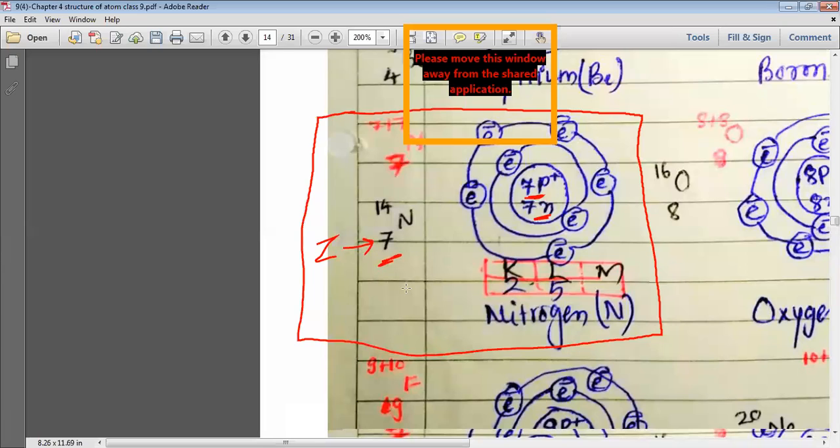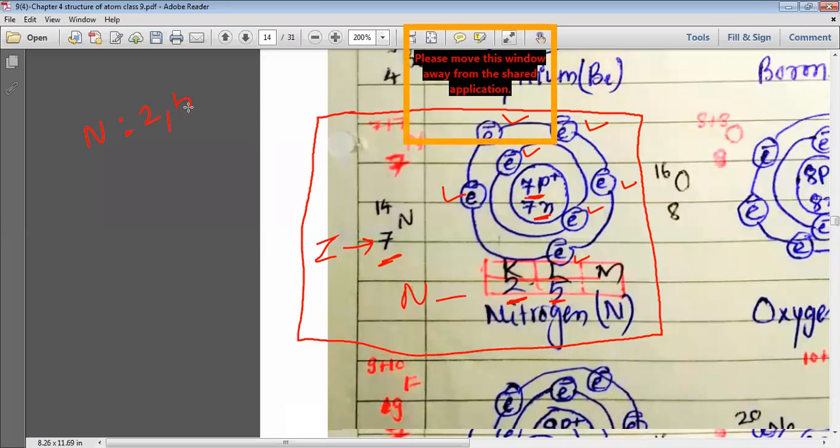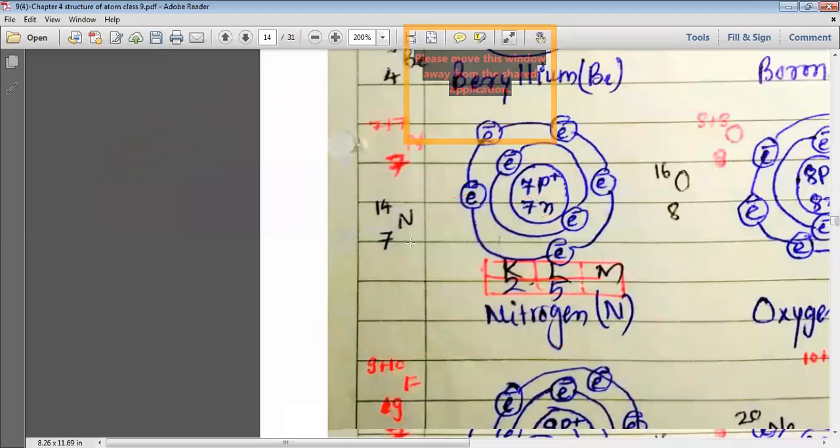Now, when we look at the electronic configuration of nitrogen, you can see that there are 2 electrons present in the K shell, 1 and 2. Whereas in the L shell, we have 5 electrons. Let us count 1, 2, 3, 4 and 5. So we have 5 electrons in the L shell, and that is why when we write the electronic configuration of nitrogen, we write it as 2, 5. What does it mean? That in the K shell nitrogen has 2 electrons, and in the L shell nitrogen has 5 electrons. Now, my dear students, we want to study the atomic number and atomic mass number.